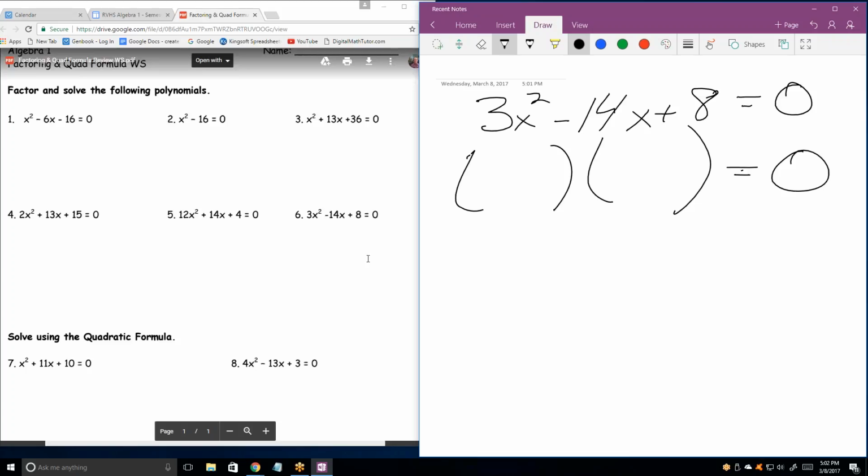So what's the first step? Okay, split them up. X and 3x. What's the next step? Same first step, same second step.